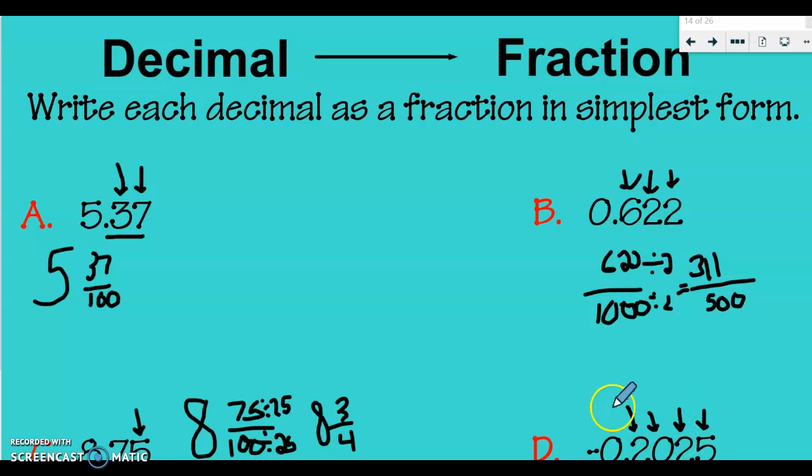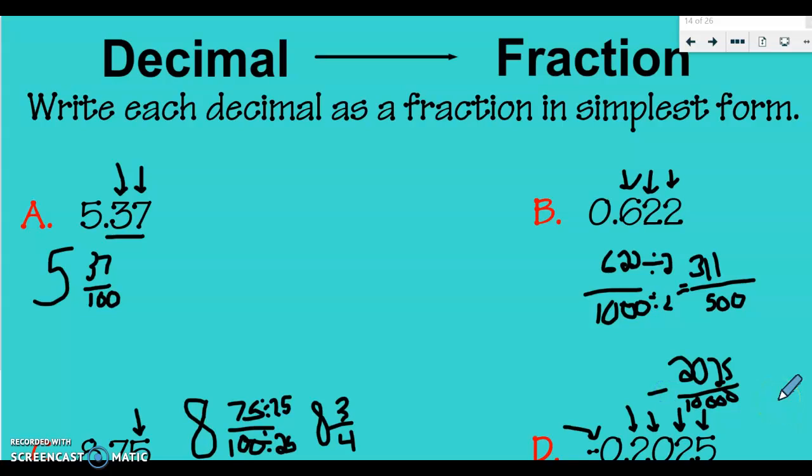Last one, for D. So this is the tenths place, hundredths place, thousandths place, ten-thousandths place. So it's 2,025 over 10,000. Don't forget that negative sign out in front, so it's a negative fraction.